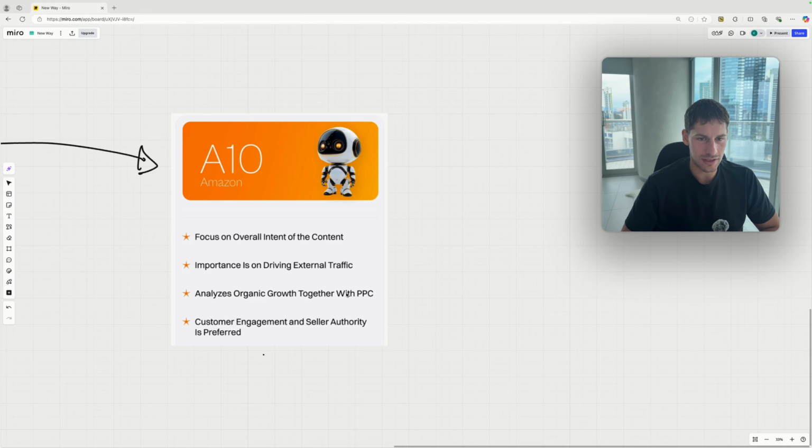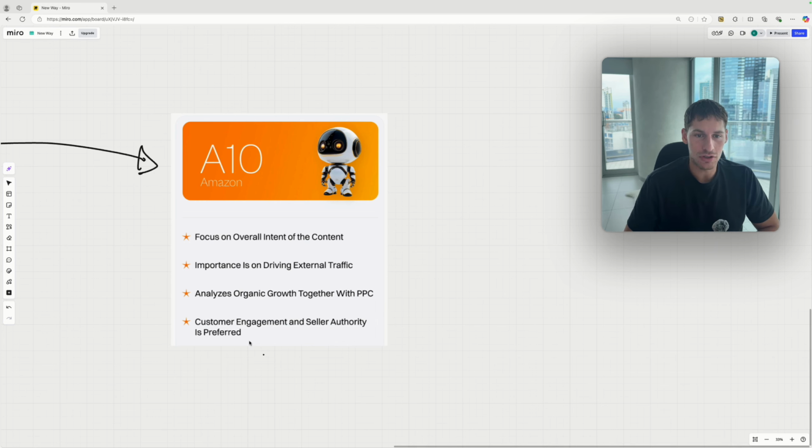Analyze organic growth together with pay-per-click. The sales that come from organic search are going to count more than pay-per-click campaigns. If you can sell to a customer without having to pay for the click, because they click on you just by finding you, the sale is going to be more important. And if the sale comes from a click that you get from social media, it's going to count even more. Keep all these things in mind.